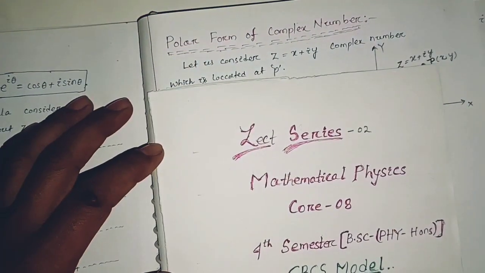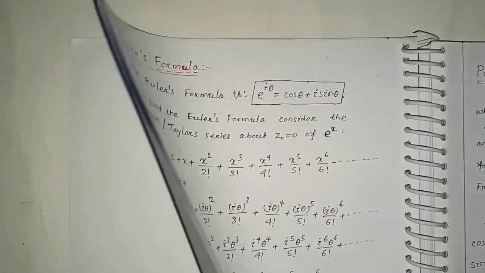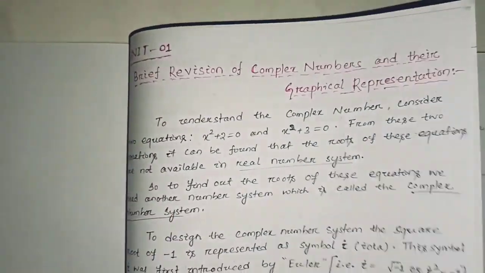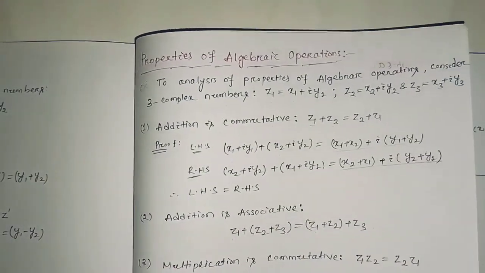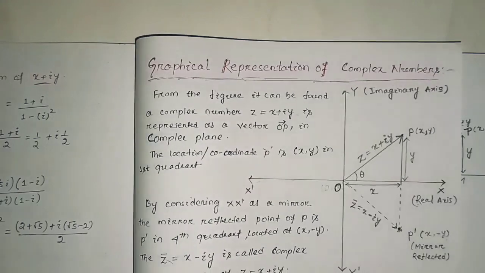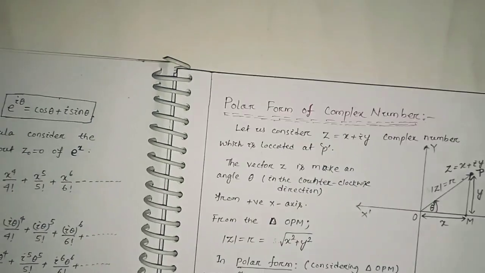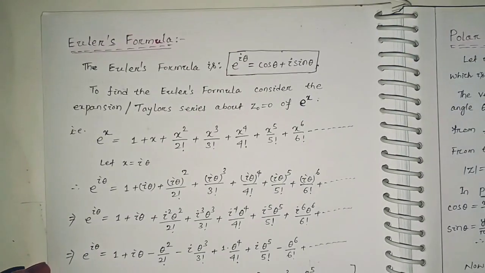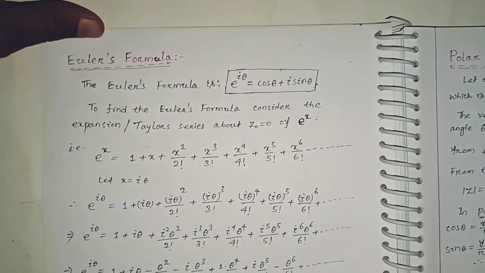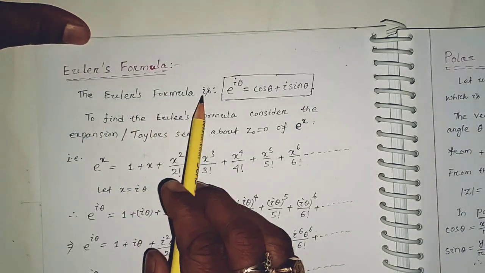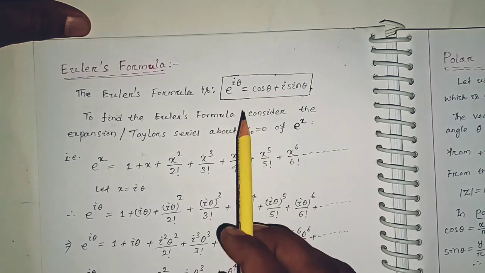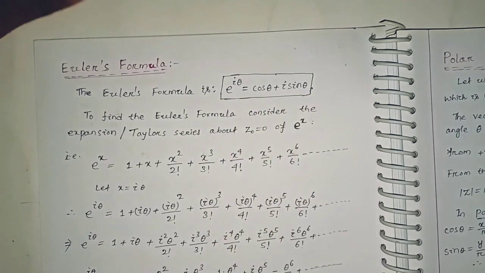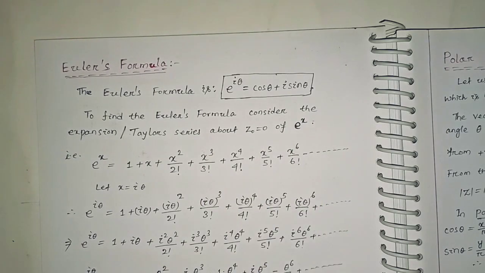So let's start. As I told, in our last class we discussed revision of complex numbers, nth power of i, properties of algebraic operations, graphical representation of complex numbers and a few numericals. In this lecture number 2, first we have to discuss Euler's formula. Euler's formula is e to the power i theta, that means exponent of i theta, equal to cos theta plus i sin theta. This is a 3-mark question you can get in your exam.